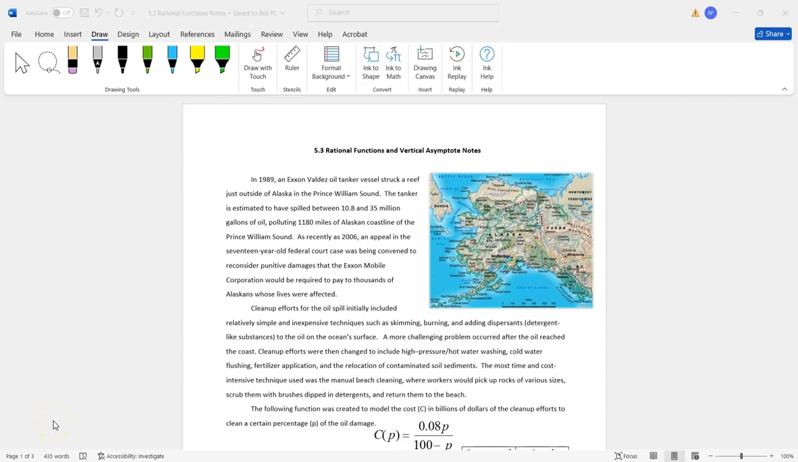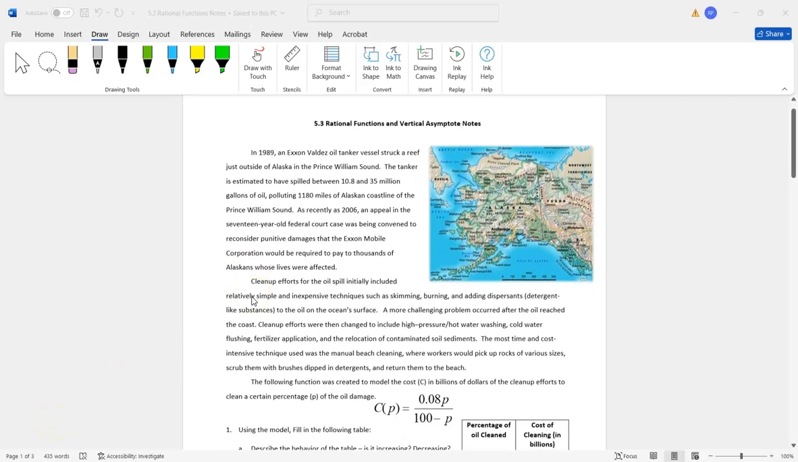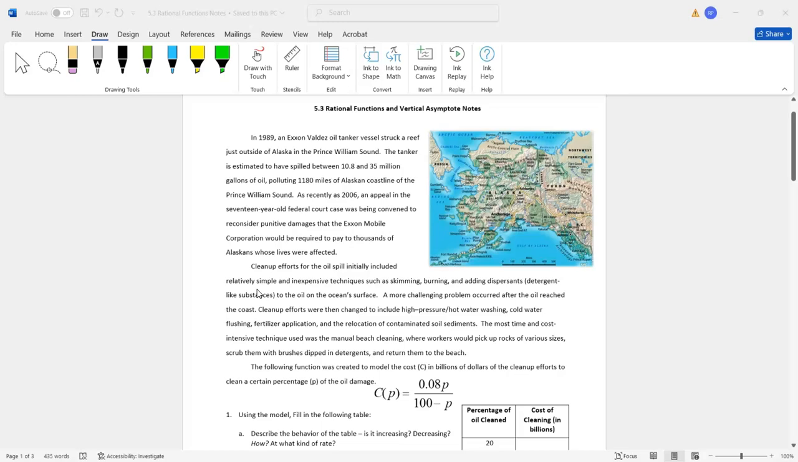In this lesson, we're going to continue what you observed in the video about the Exxon oil spill that happened in Alaska back in 1989. A couple of things we might want to pull out from reading this passage are the amount of millions of gallons of oil that were spilled, and how large the area was that needed to be cleaned up.